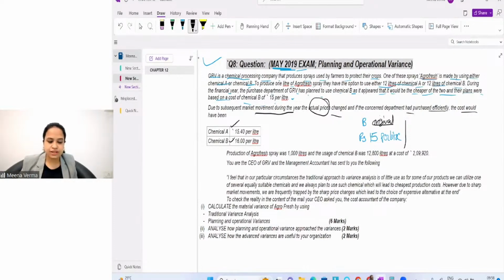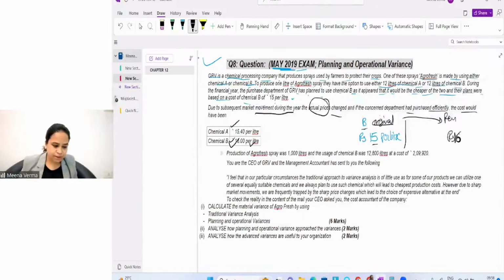right? That I will buy B for 15 rupees. Then what happened? This changed. How much has it changed? Revised budget. What price is B available at? Instead of 15 rupees, you can buy it for 16, right? So instead of rupees 15, the same chemical B is available in the market for rupees 16.